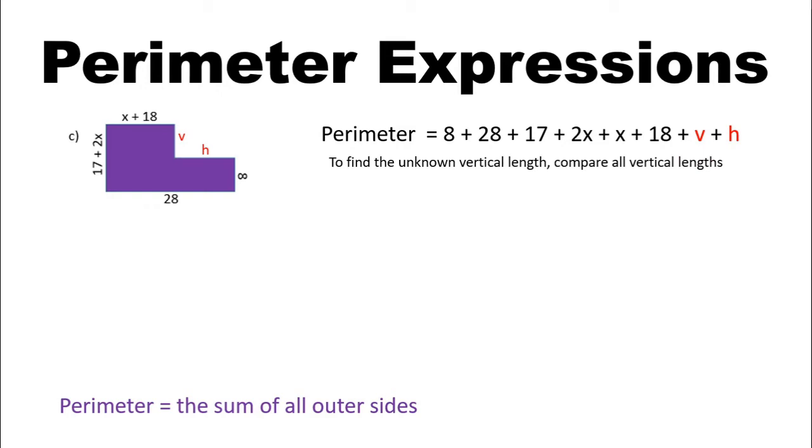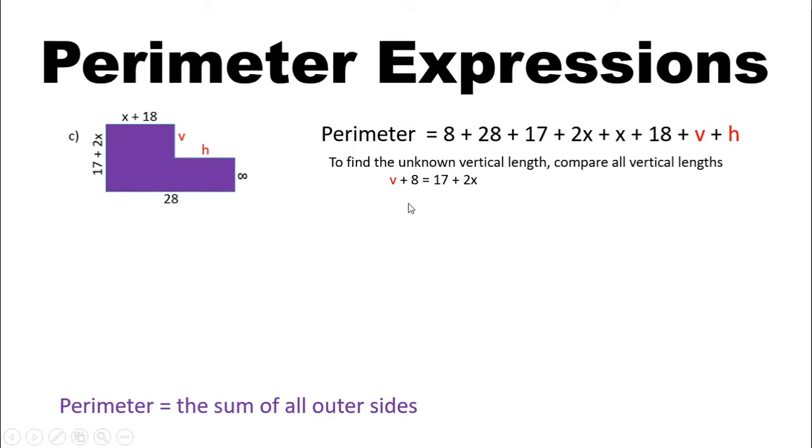To find the unknown vertical length, I'm going to compare all of the vertical lengths. So I've got one vertical length here, which is 17 plus 2x, and I've got two vertical lengths on the other side of the shape, which are V and 8. V and 8 together should make the total vertical length of the shape, so the total height of the shape. So I would say that V plus 8 should be equal to the total height I see on the opposite side of the shape, 17 plus 2x.